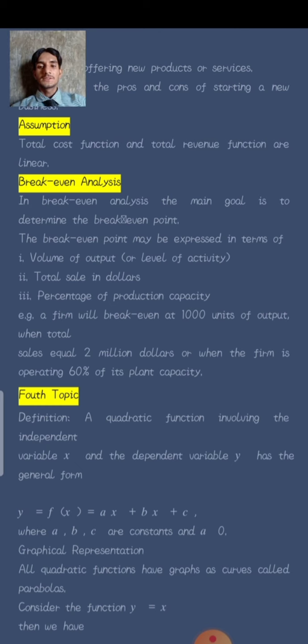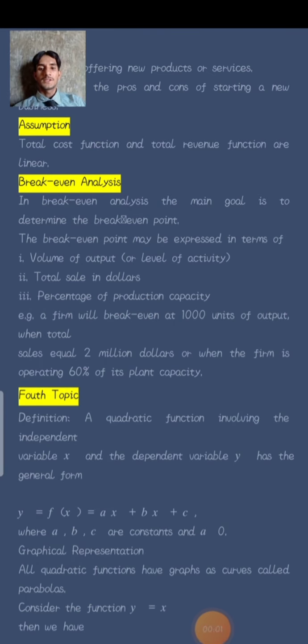Break-even analysis. In break-even analysis, the main goal is to determine the break-even point. The break-even point may be expressed in terms of number one, value of output or the level of activity; number two, total sales in dollars; number three, percentage of production capacity. Example: a firm will break even at 1,000 units of output when total sales equal $1 million or when the firm is operating at 60% of plant capacity.